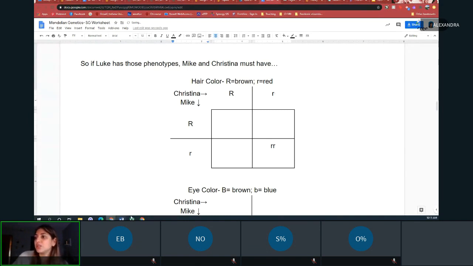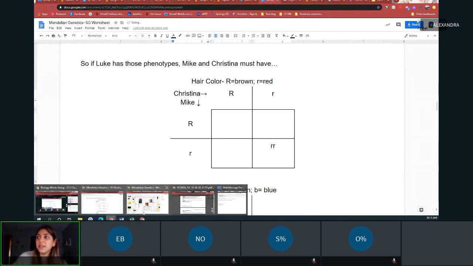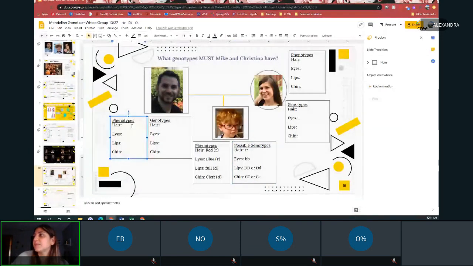So if we go into our PowerPoint here, I can go ahead. The phenotype for my brother is that he has brown hair. Christina has brown hair. And that means that Michael's genotype for brown hair must be big R, little r, and same thing with Christina. Big R, little r. There isn't necessarily a place for you to be writing these boxes. That's what we're going to leave those Punnett squares for. Okay, so let's go ahead.